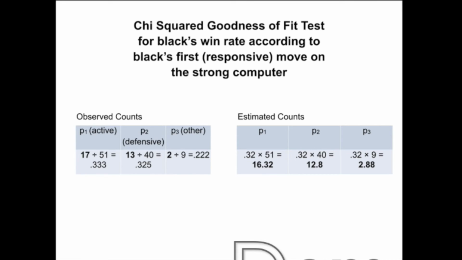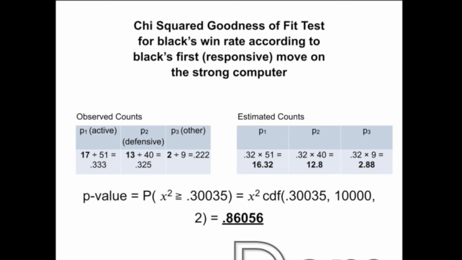And our expected counts are just the proportion that we calculated, times black's win rate proportion, so 0.32 on the strong computer, because that's the win rate that it won overall. We multiplied that by the number of games that it played on the active, so 0.32 times 51, so it's expected to have won 16.32 games, and it won 17, so that's pretty close. And 12.8 was expected for the defensive style, and 2.88 was expected from other. Our conclusion is that we failed to reject the null hypothesis that the proportion of wins for black is the same for all 3 different responsive moves due to our high p-value.